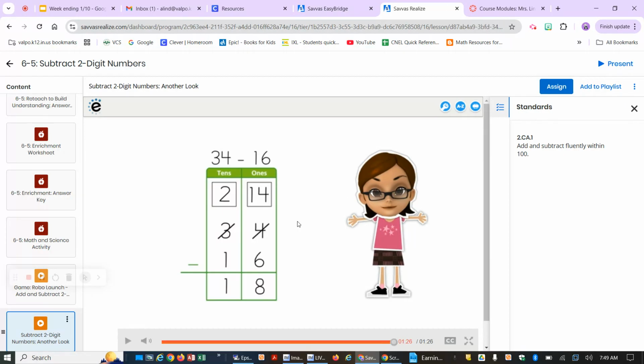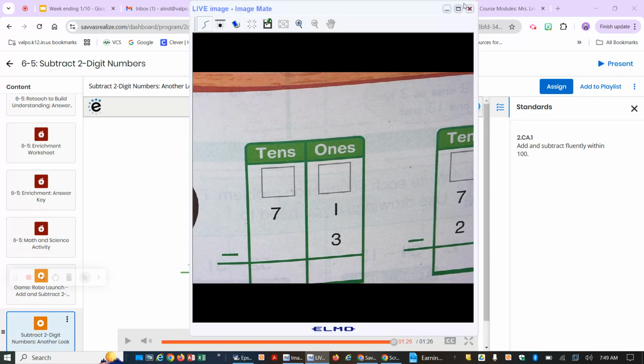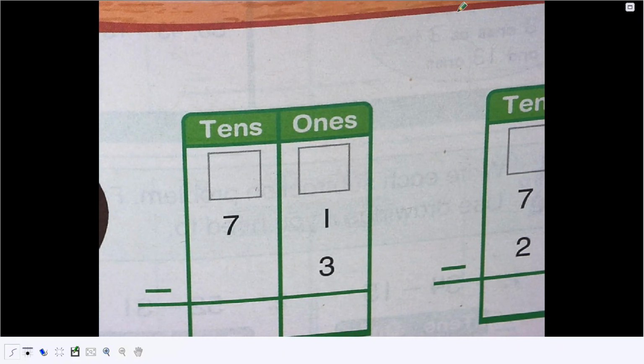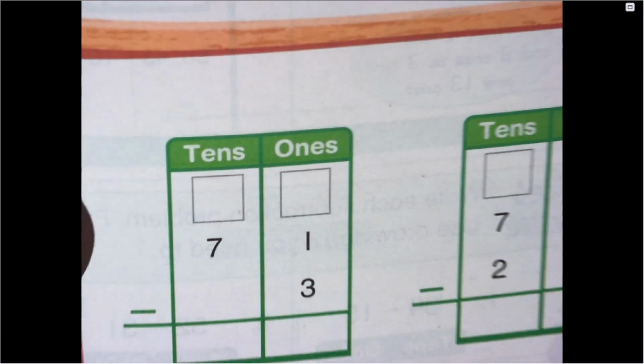All right. Please meet me on page 347. I will see you there. 347.